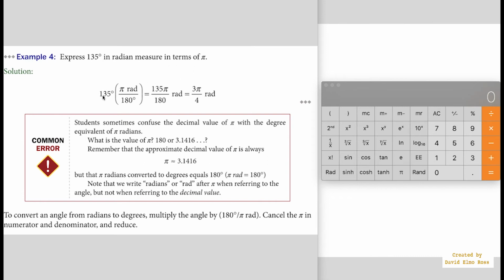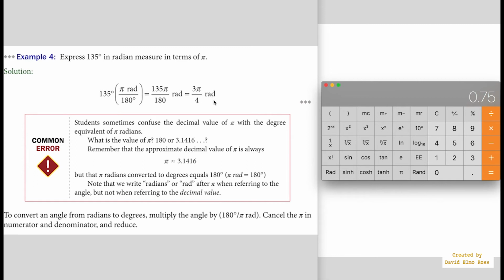Now normally we'd multiply 135 degrees times 2 pi radians over 360 degrees, but that's the same thing as multiplying by pi radians over 180 degrees. So when we do this, we get 135 pi over 180 radians. And when we work that out, we get 0.75 or 75 over 100 or 3 over 4 pi radians.